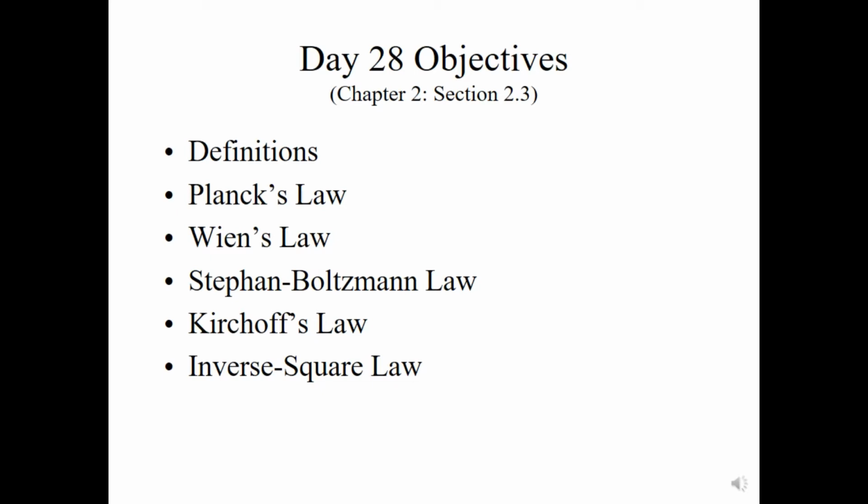We're going to be focusing in on Chapter 2 of the Stull textbook, Section 2.3. This section includes all of the blackbody radiation laws: Planck's law, Wien's law, the Stefan-Boltzmann law, and Kirchhoff's law, as well as defines the terms that we use in radiation and also the inverse square law. So it is an incredible amount of information that's contained in this one section.